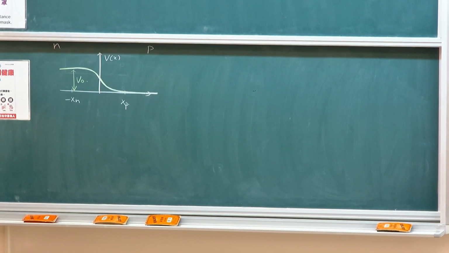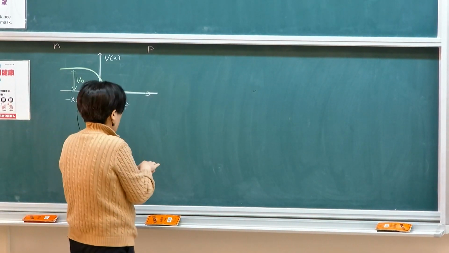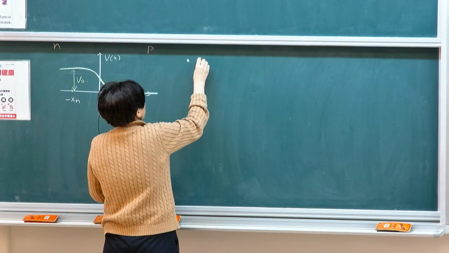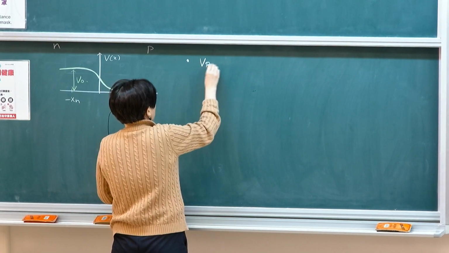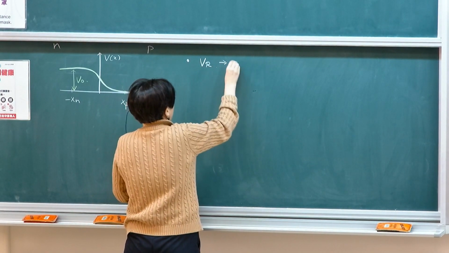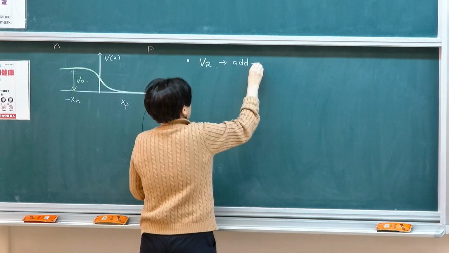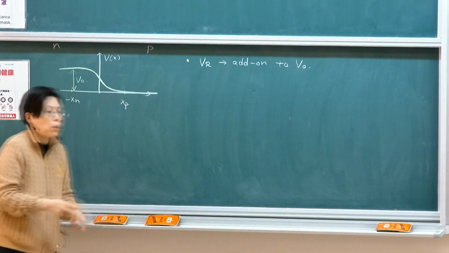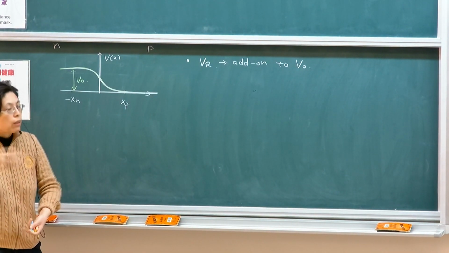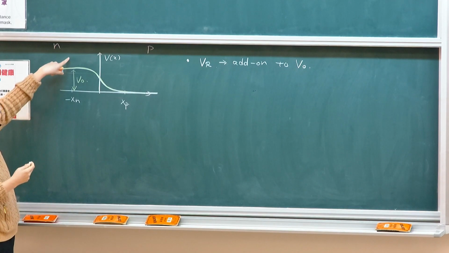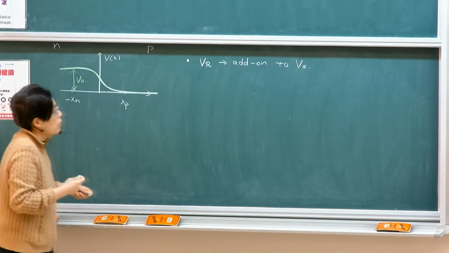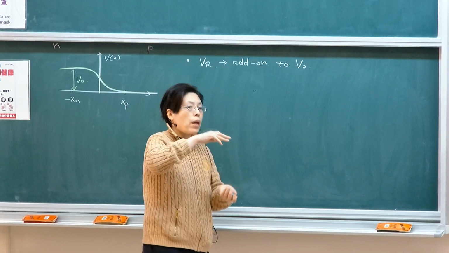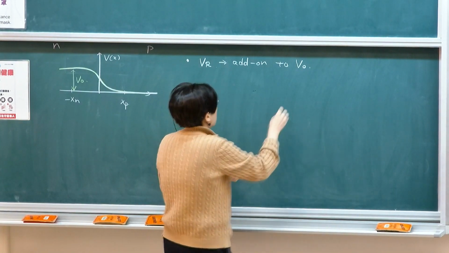Okay. So what happens if I'm trying to raise this bar even higher? As I said, if I'm applying a VR, which is a reverse bias, it will be an add-on to your built-in barrier. You already have a natural wall, but you want to add additional walls. It's the same direction because I'm applying more positive on the N side. Okay? So initially, there's already a barrier.